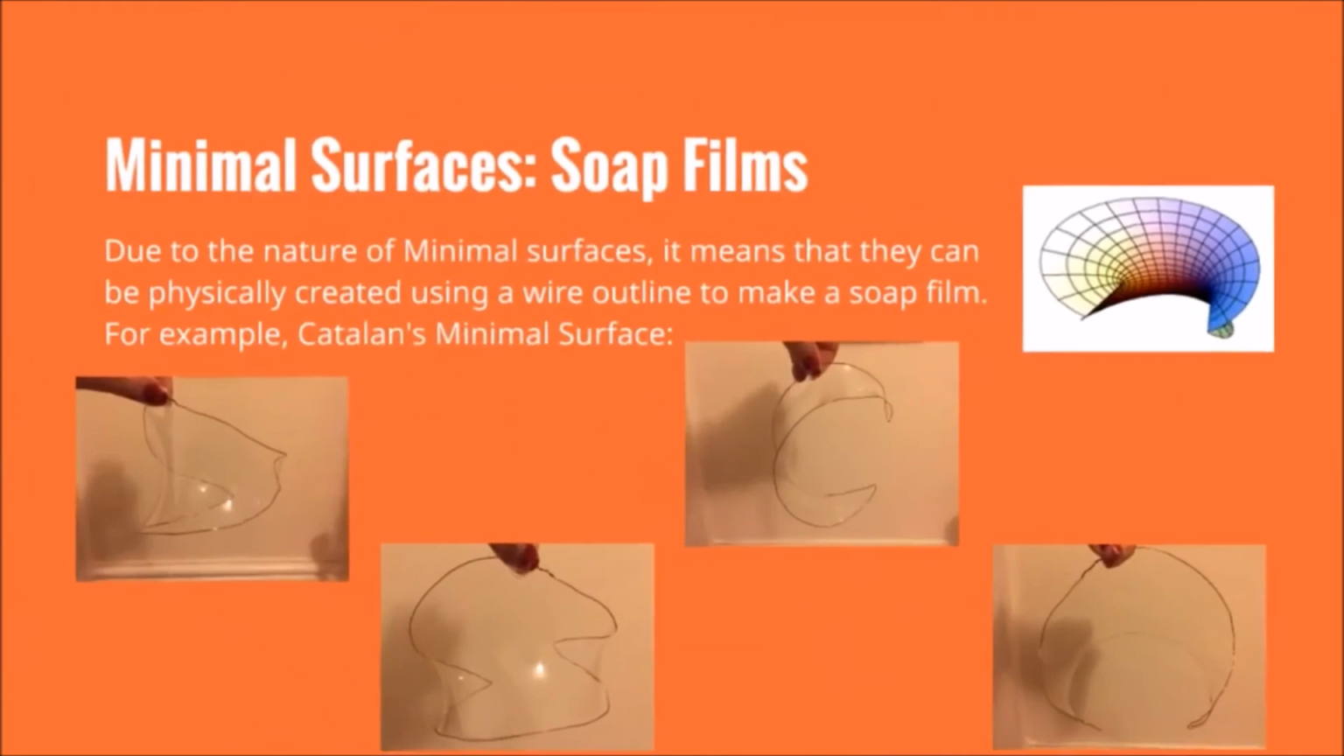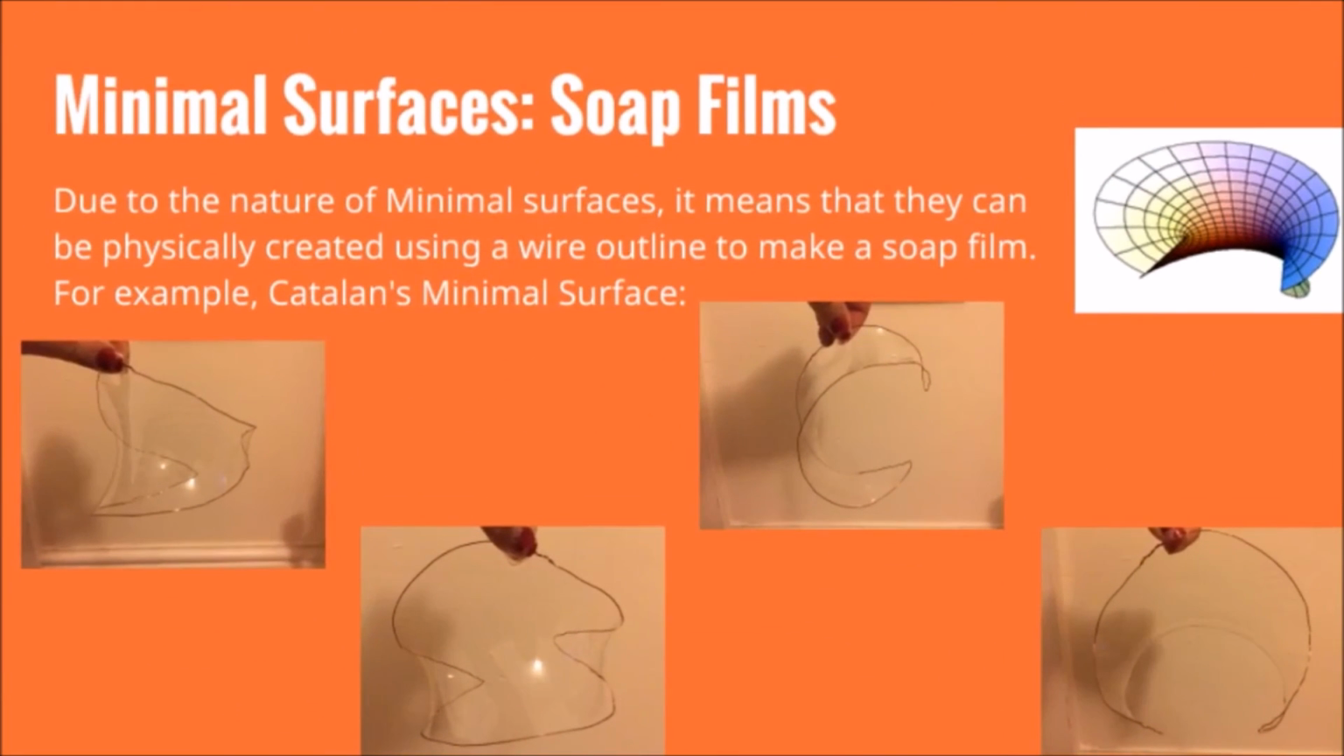Because our mean curvature is 0, we know that this surface is a minimal surface, hence its name. Now, due to the nature of minimal surfaces, it means that they can be created physically using a wire outline to make a soap film of a non-self-intersecting part of the surface, as you can see in these pictures of Catalan's minimal surface.